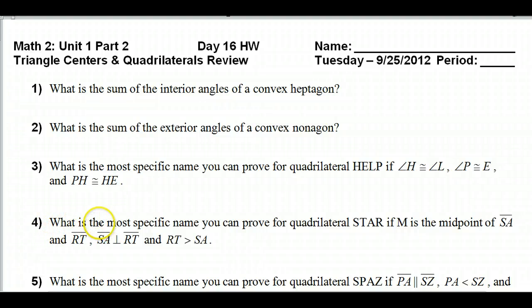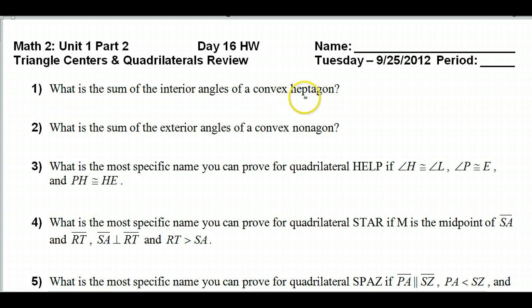Day 16 homework. There are some problems on here that are review problems from a previous unit, but there will be review problems on the test, so you need to make sure that you remember this stuff. So, what is the sum of the interior angles of a convex heptagon?